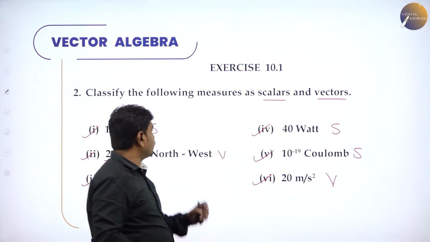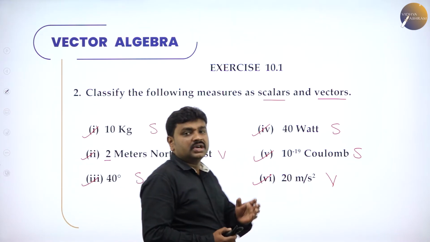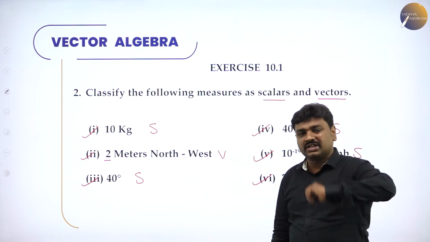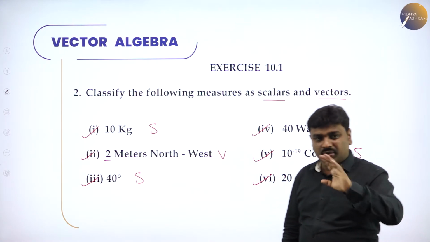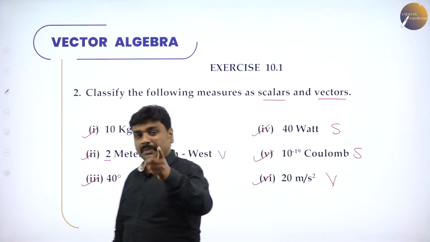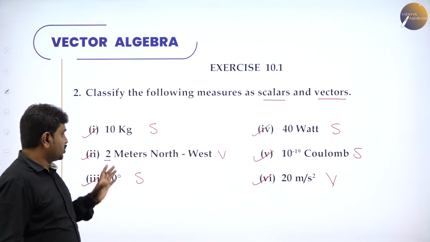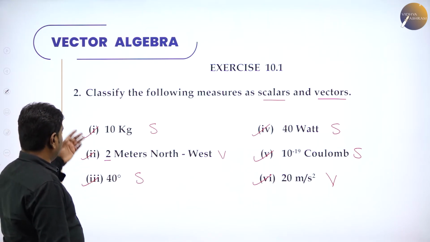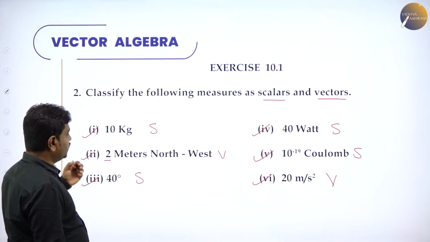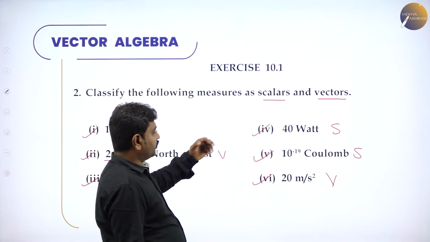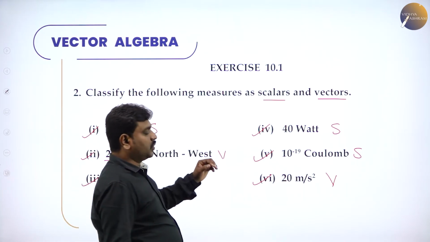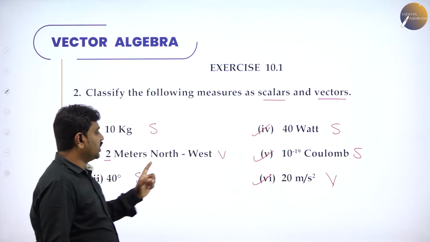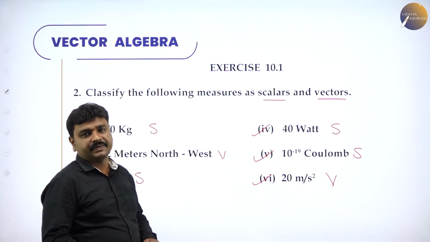So the question is: classify the following into scalars and vectors. You know, scalars are those which have magnitude but no direction. Vectors are those which have magnitude as well as direction. So if you want to classify, the first, third, fourth and fifth, that is 1, 3, 4, 5, are scalars, and 2 and 6 are vectors.